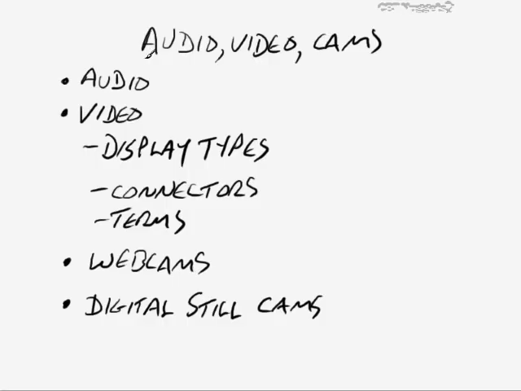In this nugget, we took a look at audio, video, and cameras. We started off by taking a look at audio and some of the additional connectors that we haven't looked at before, such as the optical cable and the digital coax. We took a look at video as well, such as the various display types you can use, which is really mostly a CRT as well as an LCD, although we also mentioned projectors. We took a look at the various connectors, such as VGA, DVI, and HDMI, and then some of the various terms that you might hear as well, such as resolution or degaussing and stuff like that.